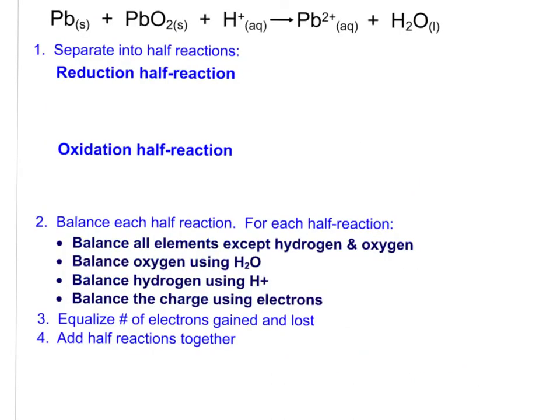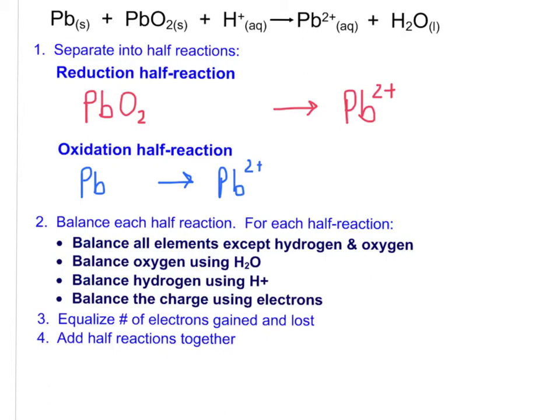All right, now that you've had a chance to try it, let's see if we can work through this together. I'll go a little quicker and pause the video and just write some of the answers in for you as we go along. First, we separate into the half reactions. In order to do that, we need to assign oxidation states, and then look and see which is the reduction half reaction and which is the oxidation half reaction.